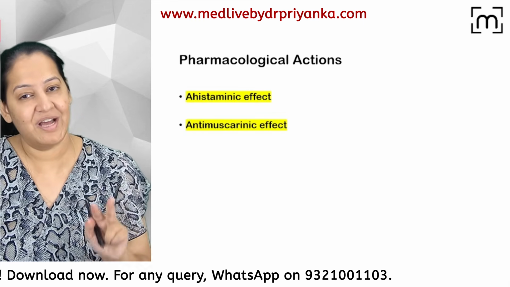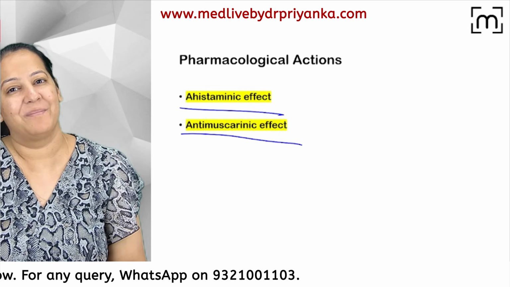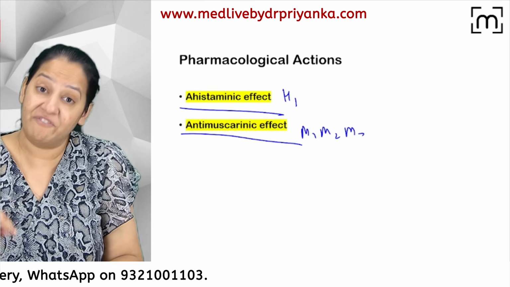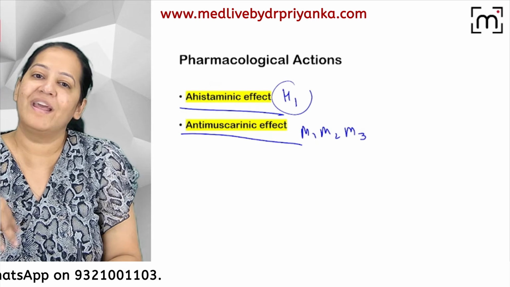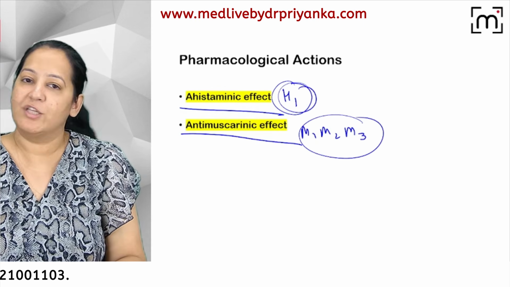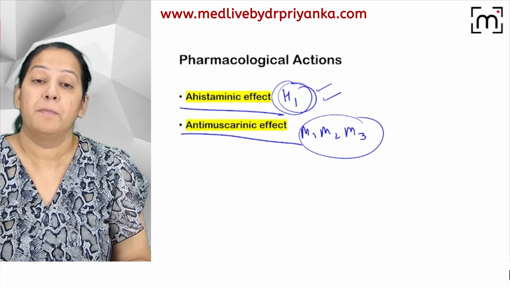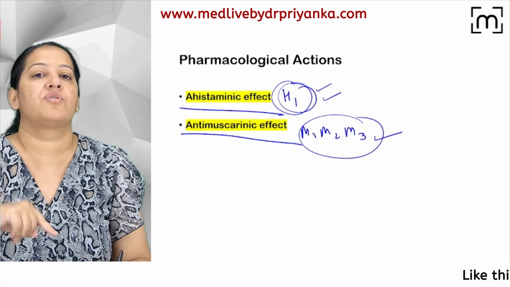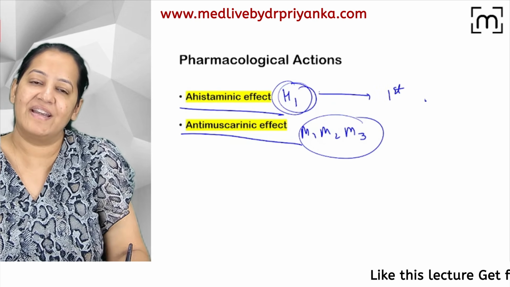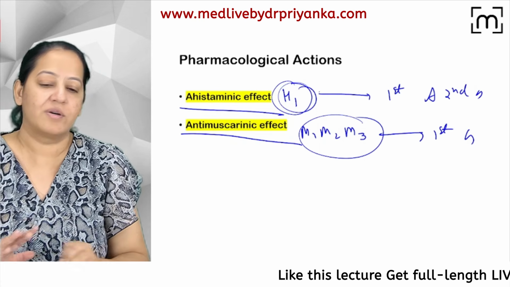I will divide pharmacological action into two components: antihistaminic action and anti-muscarinic action. Along with blocking H1, the first generation also block M1, M2, M3. Second generation block only H1. H1 is blocked by both first and second generation; of course, they are all antihistaminic. But anticholinergic action is only for first generation, not for second generation. So these are the actions of both first and second generation, but these are the actions of only first generation.